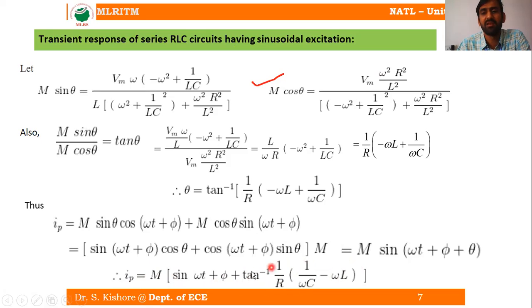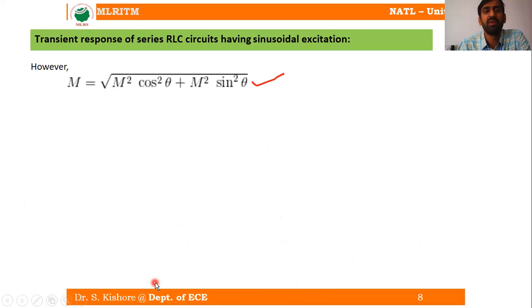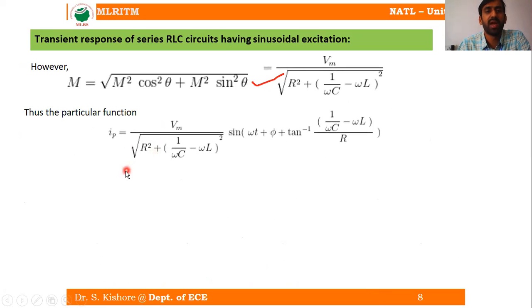Right? This is the tan inverse of 1 by r. This whole thing is nothing but theta. Now substituting the value of m over in this equation, we can write the particular function as IP equal to Vm divided by root over r square plus 1 by omega c minus omega L whole square, into sine of omega t plus phi plus tan inverse of this one.